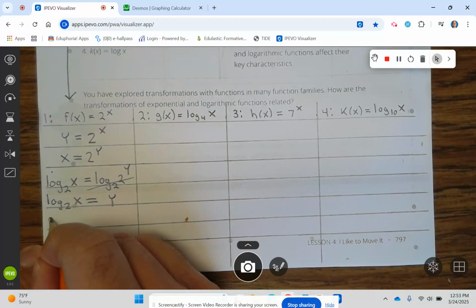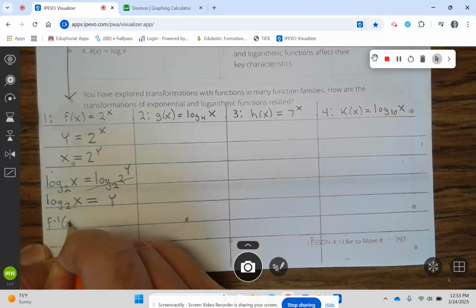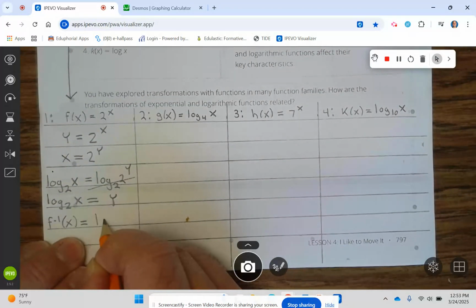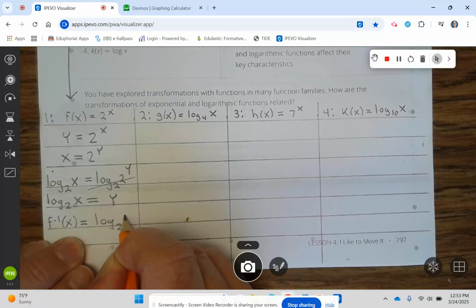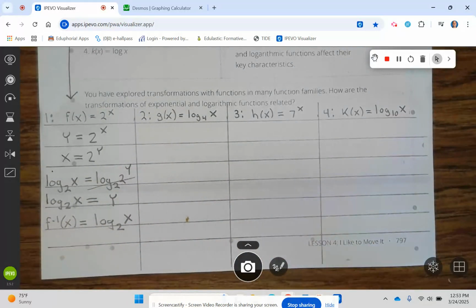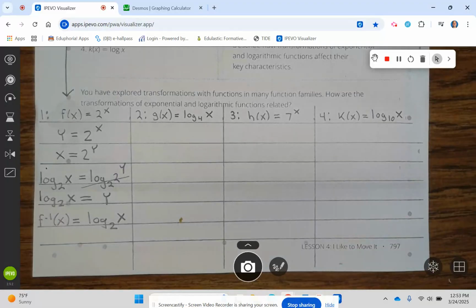So f inverse of x equals log base 2 of x. All right, go ahead and finish up number 1.